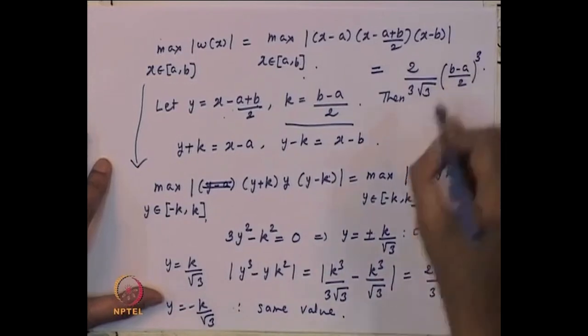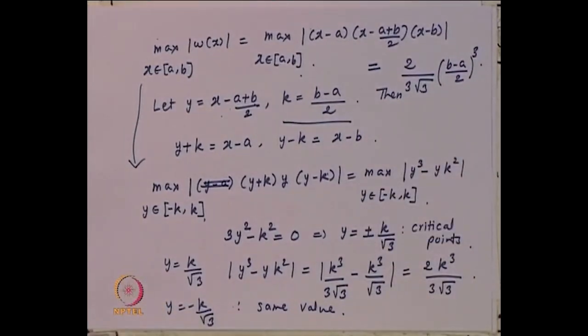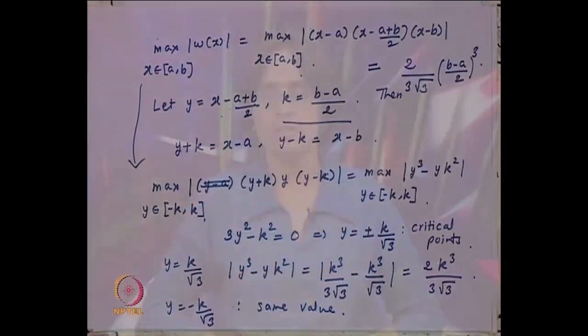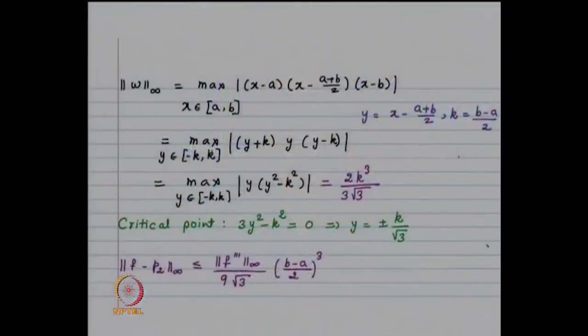So, that is for the norm w infinity, and then for the error in the quadratic polynomial we have norm w infinity and then norm f triple dash infinity divided by 3 factorial. So, this is our norm of f minus p 2 infinity, which is less than or equal to norm f triple dash infinity upon 9 root 3 into b minus a by 2 cube. So, this was for a single polynomial.